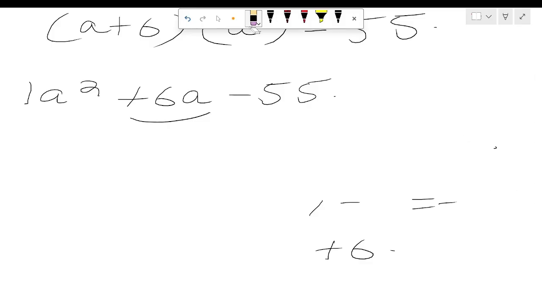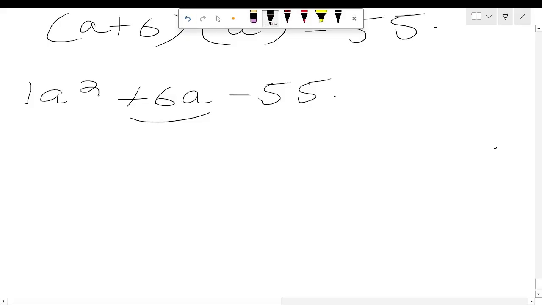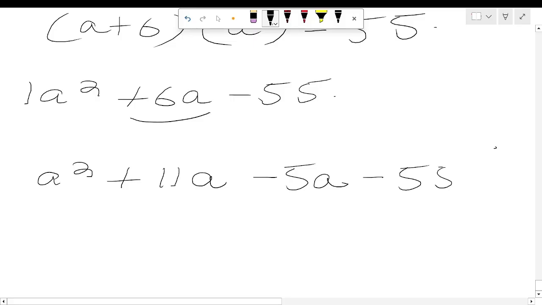So I'll just erase the work that I did here just to give you an idea of how it worked. So I'll write a square, and instead of 6a, I'll write the factors that I just found, which were positive 11a and negative 5a. After that, I'll write negative 55 as it is. So look, we expanded this expression from 3 terms to 4 terms now. So we'll take both of these terms and make pairs between them.